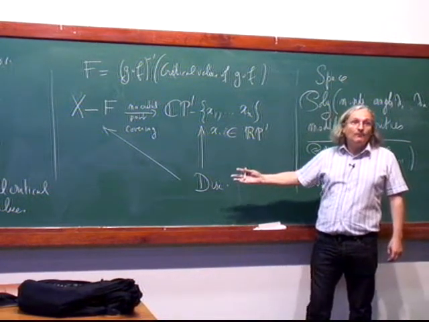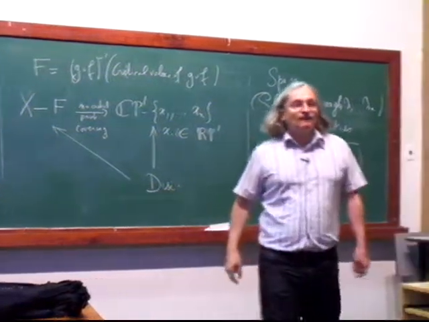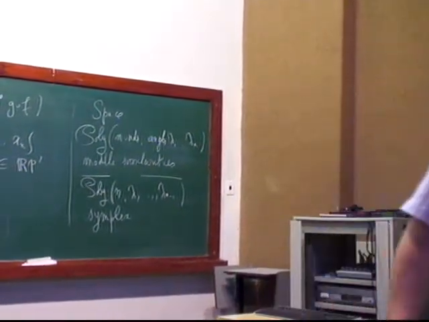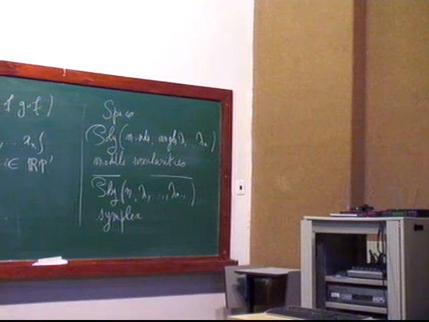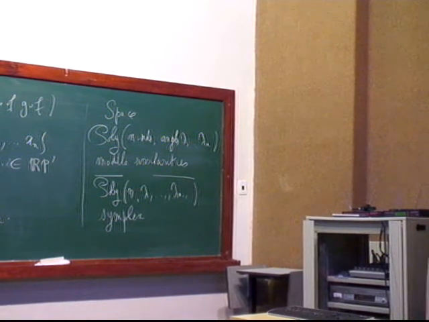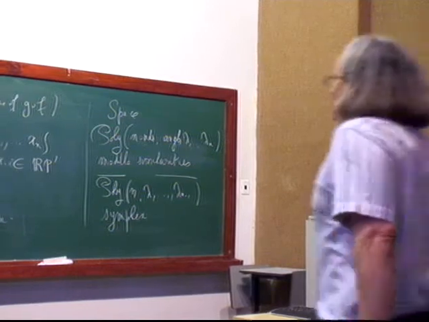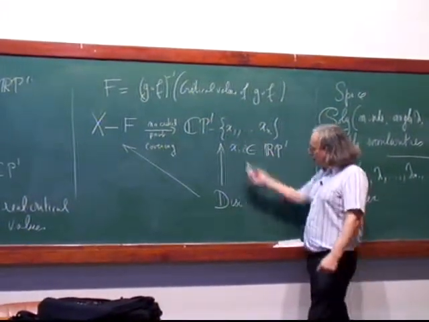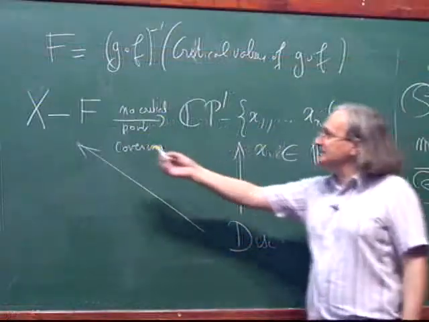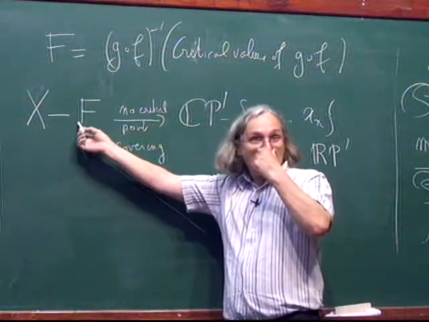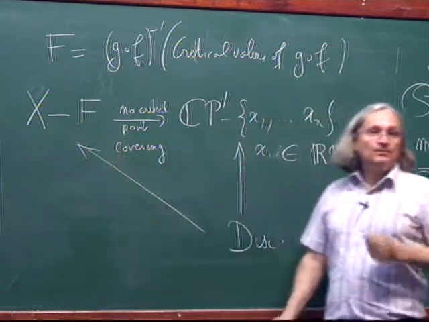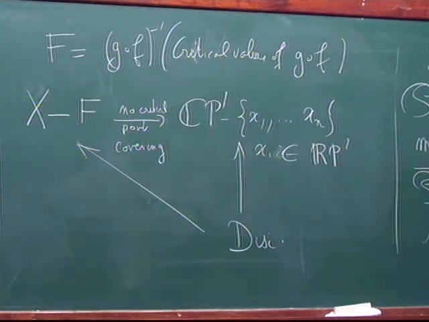But could you find a covering like that, such that n equals 2? That's not possible, because that would prove that X minus F is parabolic. Which is not the case.